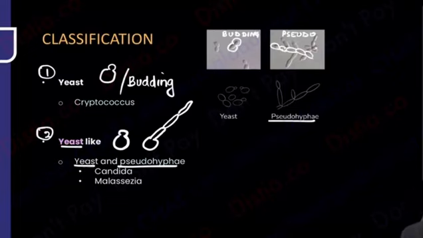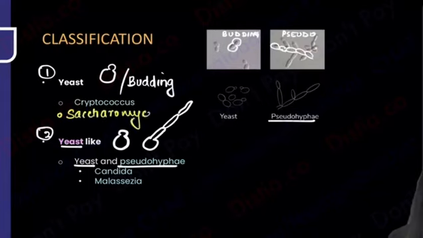These are the two main sets of organisms that you have to learn. Repeating, yeast is going to have Cryptococcus and yeast-like will have Candida and Malassezia. Now, there is one piece of information which I want students who are particularly targeting the INI-CET exams to know: in the yeast variety, there is another organism known as Saccharomyces.